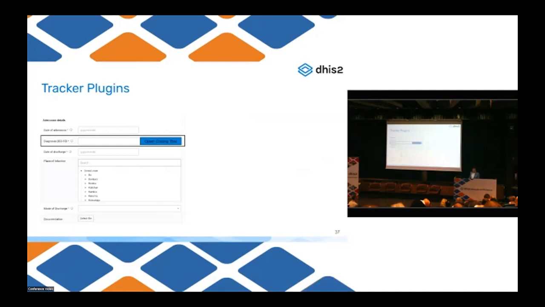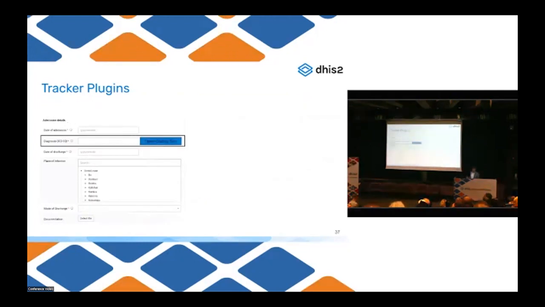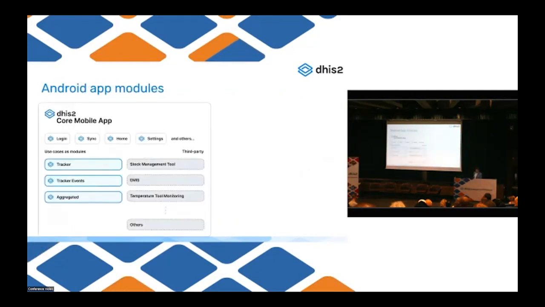So this might look like having a button instead of just a dropdown with an option set that then opens up a very complex custom interface for doing ICD-11 coding, for example. But there are many, many more examples of where this can be very valuable. So this is something that we want to add as an extension point in DHIS2, to be able to customize how you do data entry for specific data elements in a custom form, for example.